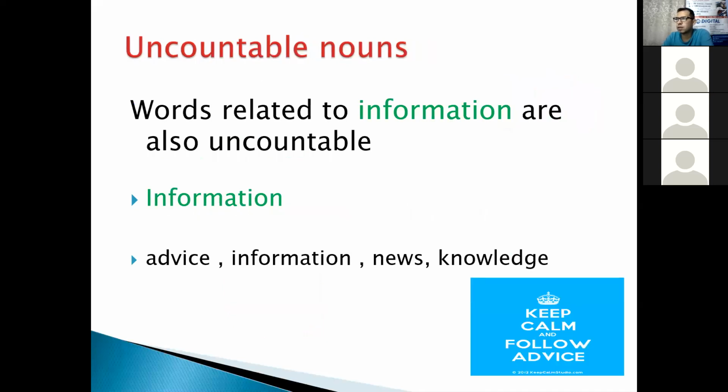Uncountable nouns are words related to information. Example: advice. Okay, advice is not countable. Information is not countable. News is not countable. It looks like it was countable, but it is not. Looks like it's plural, but it's not. Knowledge is uncountable.